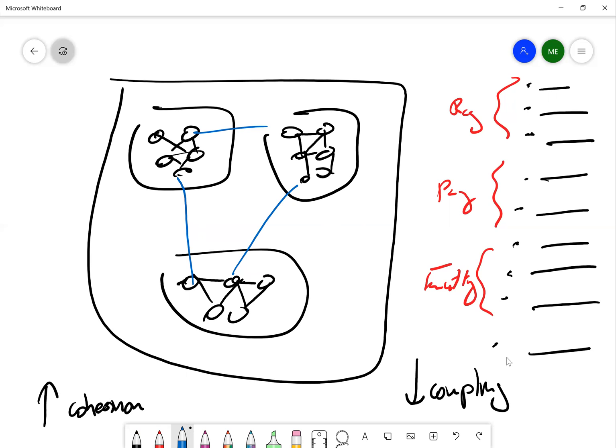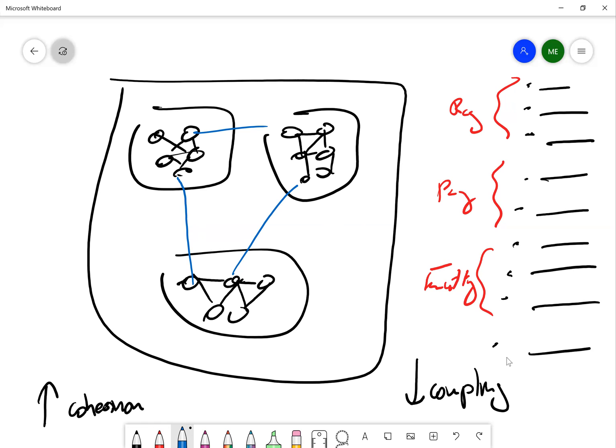Okay, we don't want to have too many of the blue lines, we want to have a lot of the black lines. Okay, and obviously there's got to be some coupling, otherwise there's just three independent systems. So there's got to be some coupling, but we want the coupling to be as minimal as possible.